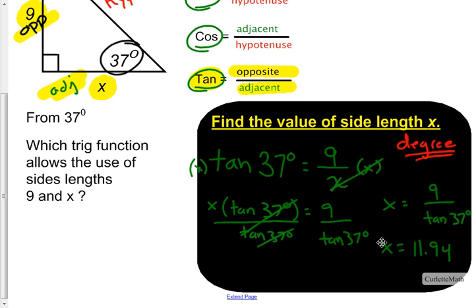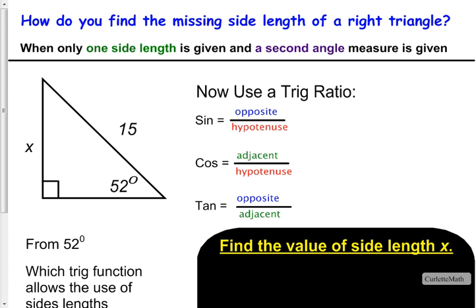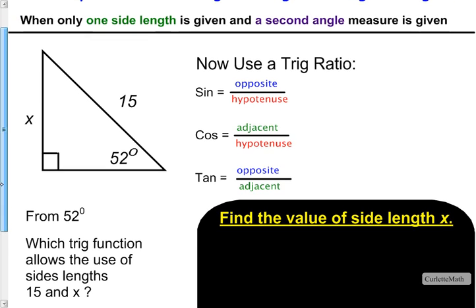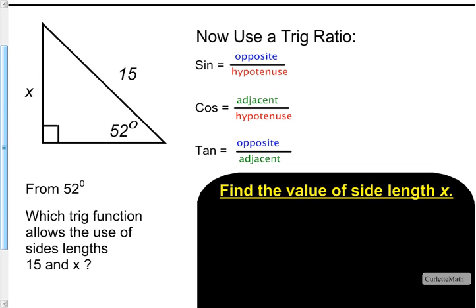Now let's look through another example. We still want to find this missing side length. We're given an angle measure and two sides. Can't use the Pythagorean theorem because we need another side length to be given and then a missing side.